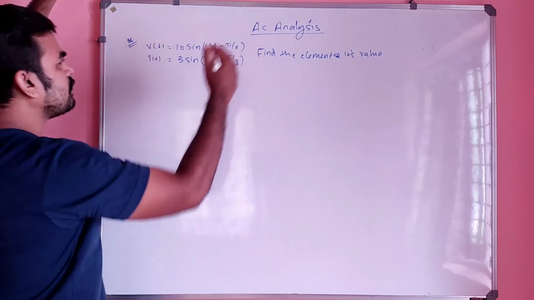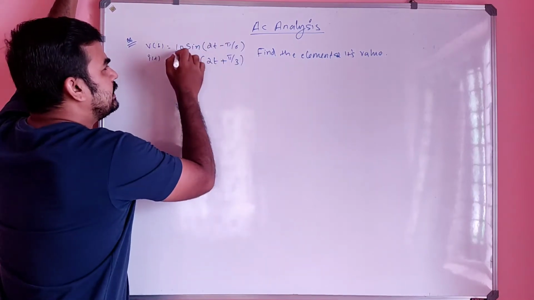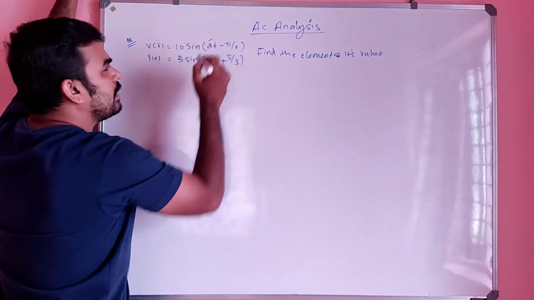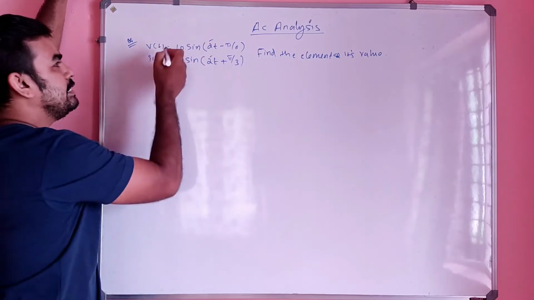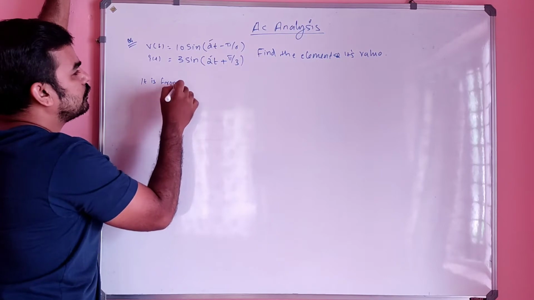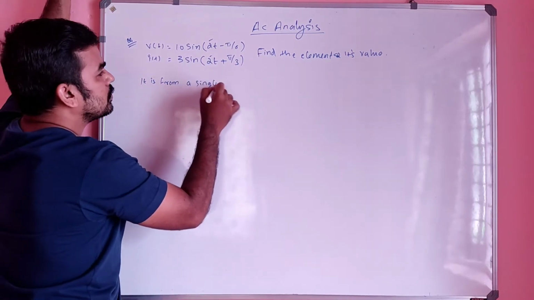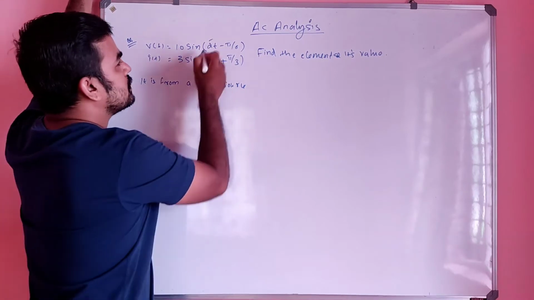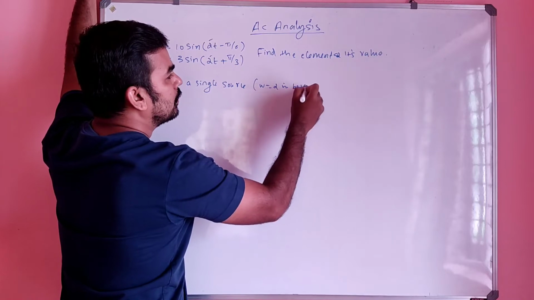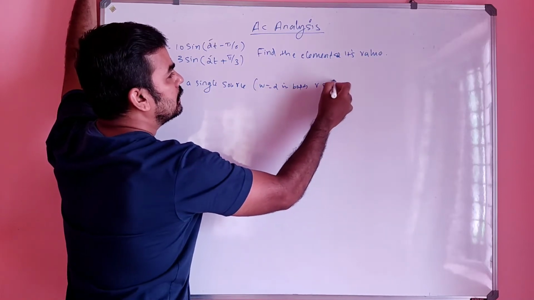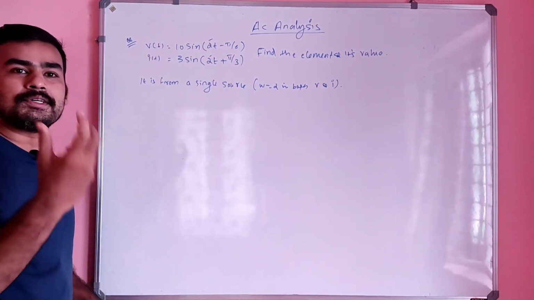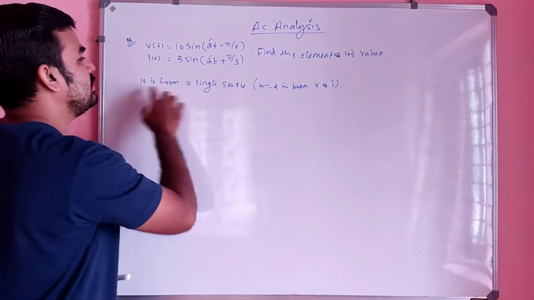Let's take this: 10 sin(omega t minus pi by 6) and 3 sin(omega t plus pi by 3). This omega is constant here, which means it is from a single source, because the frequency, omega equal to 2, is the same in both V and I. A single source always produces a single frequency, right? So that's why it is a single source.